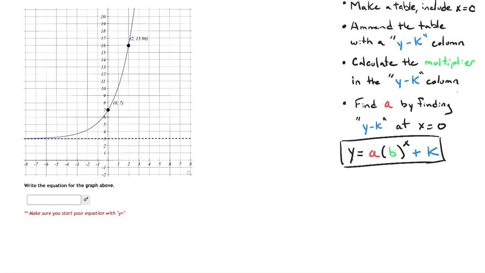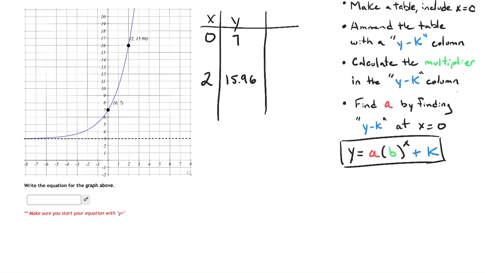So in doing so, our steps, if you recall, are to first make a table. Right, so make a table and you want to make sure you include x equals 0. We're actually given x equals 0, so this problem has one less step than some others where you'd have to work backwards. And then amend the table with a y minus k column. So let's get into that here.